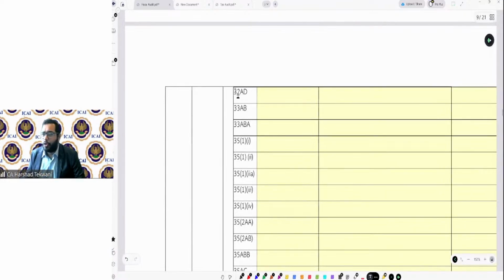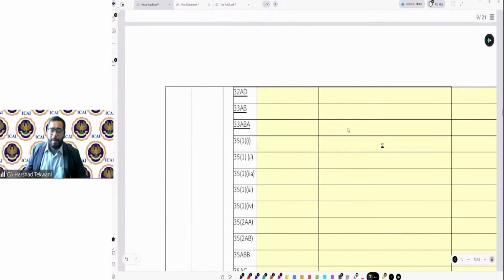32AD is investment in new plant and machinery. Sorry, AD is new plant and machinery for the backward areas. 33AB. 33AB is amount deposited in tea, coffee, rubber development. 33ABA, where amount is being deposited by an assessee approved by the Government of India for the Ministry of Petroleum and Natural Gas for the extraction of minerals and petroleum or natural gas.